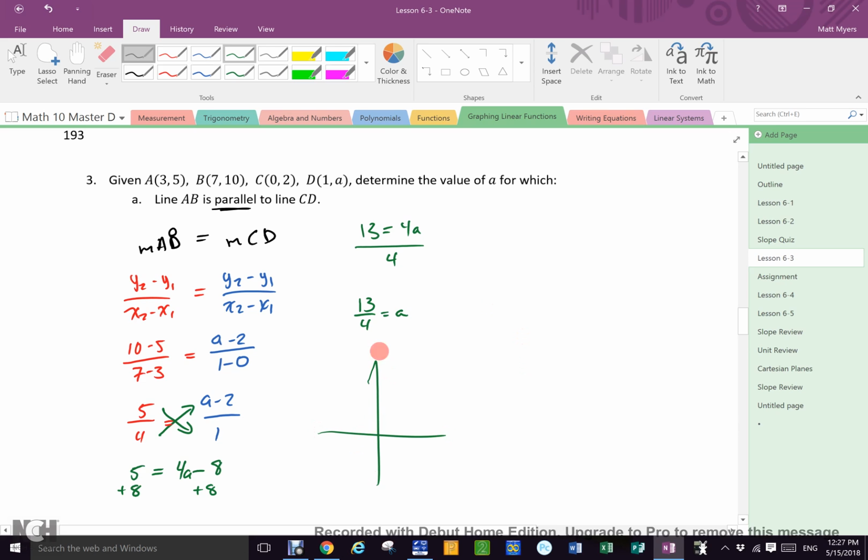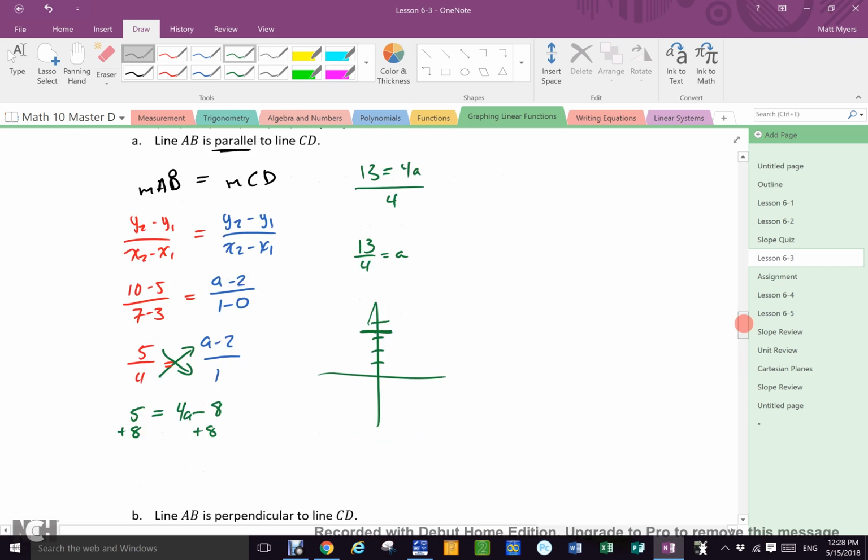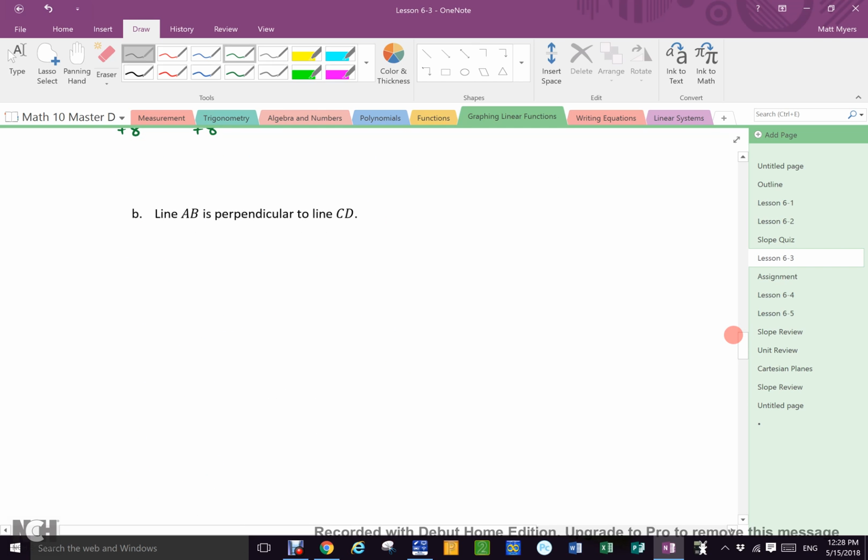Where on the y-axis would 13/4 be? Up, 1, 2, 3, 4. Would I go all the way to 4? Would I go past 3? How far past 3? A quarter of the way past 3. There it is right there. Could you find it on a graph? So should it bother you that it's a fraction? No, because it's just a value on the graph. Is everybody good? Okay. You guys do perpendicular.